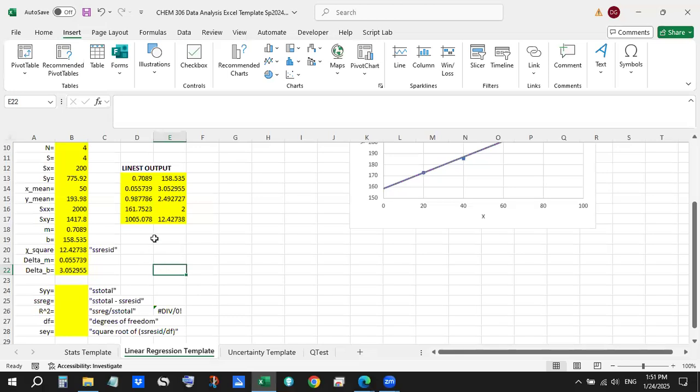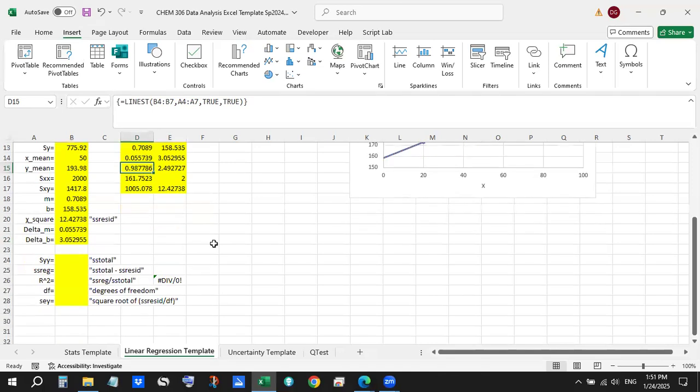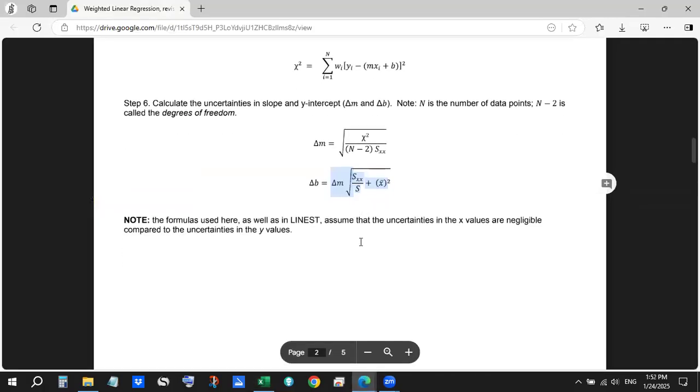And before, when you talked about Linest, you learned that this number right here, just below the uncertainty in the slope, is actually the correlation coefficient squared, r squared, okay? So we can calculate that as well, okay? And so let's see, what else do we need to do?